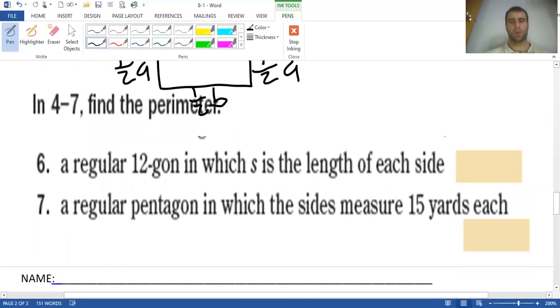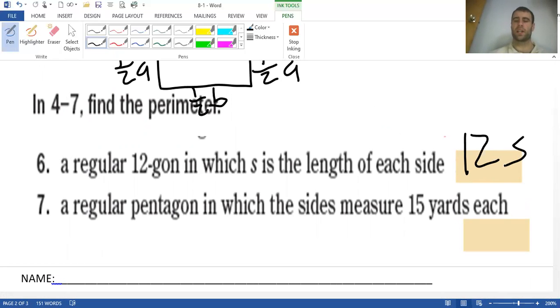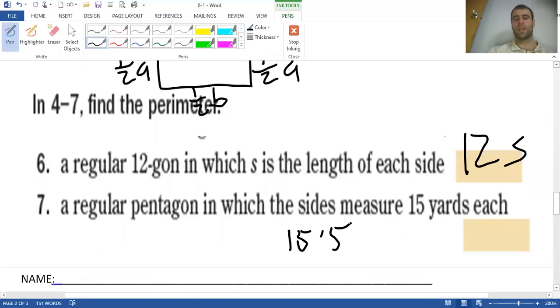Number 6, a regular 12-gon in which S is the length of each side. Find the perimeter. 12 sides, S is the length of each side. That'd be 12S. A regular pentagon in which the sides measure 15 yards each. 5 sides, 15 yards each. That's 15 times 5. Mental math time. It'd be 75 yards.